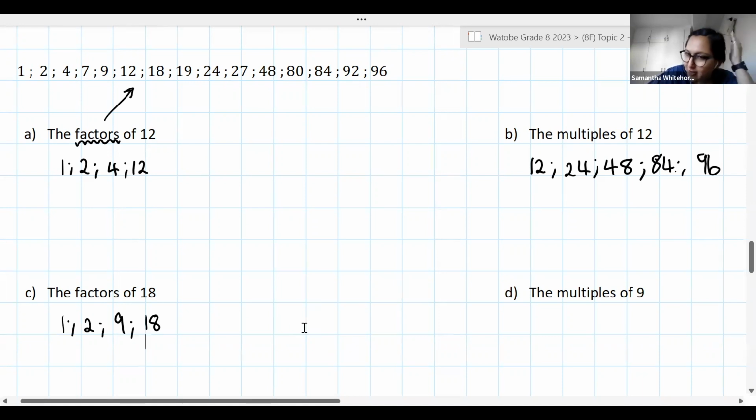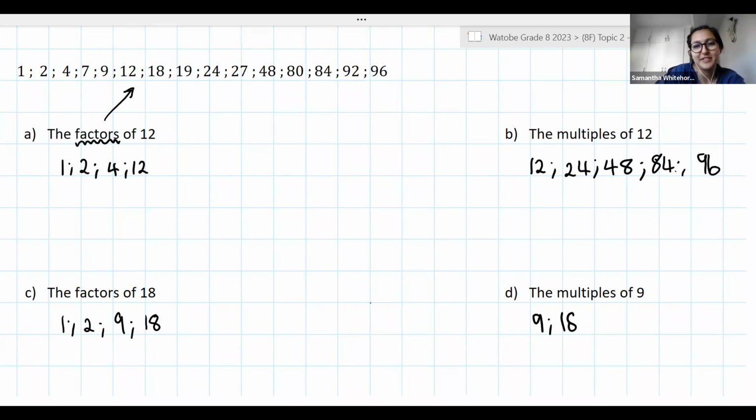Okay, Siyabonga, multiples of 9. 9, 18, good. 27, good. Siyabonga, any other ones?